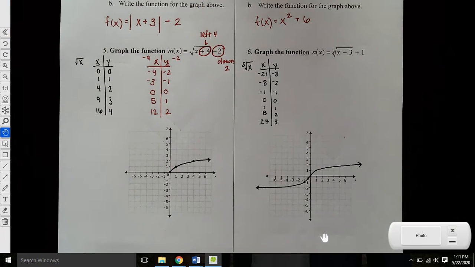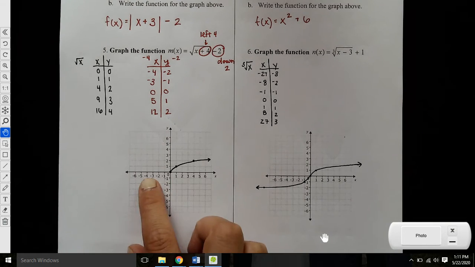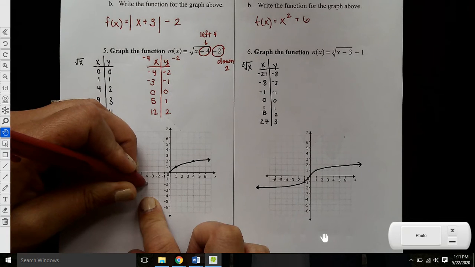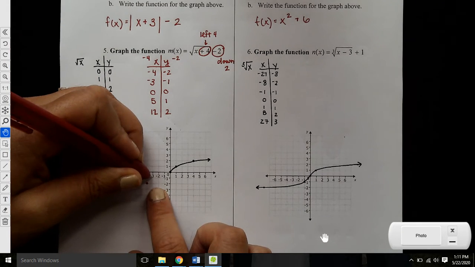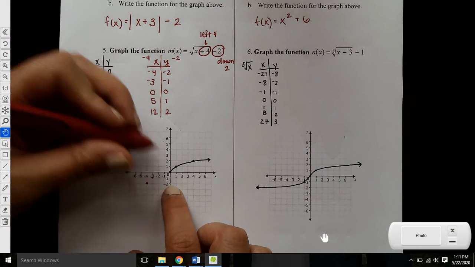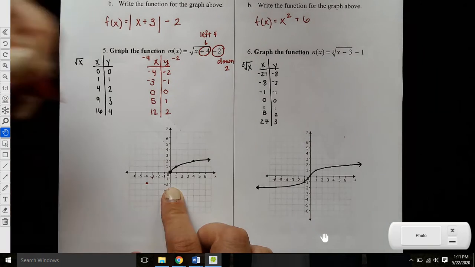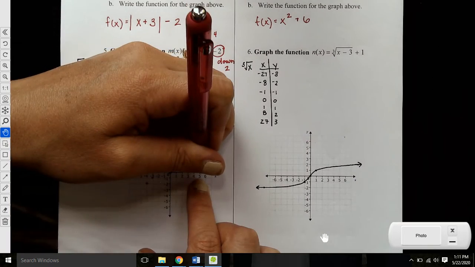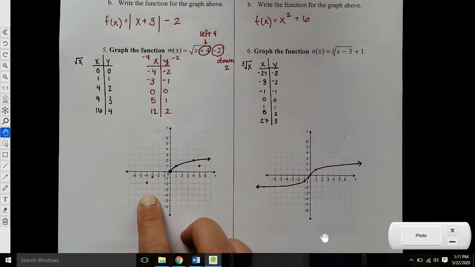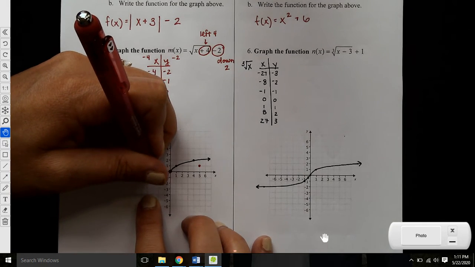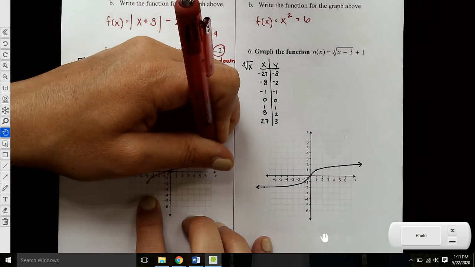So now I take each of these points and I plot them. So -4, -2. -3, -1, 0, 0, 5, 1, and I can't fit that last point. So here is my graph.